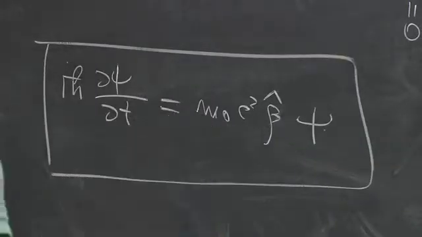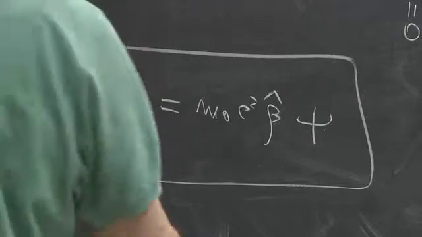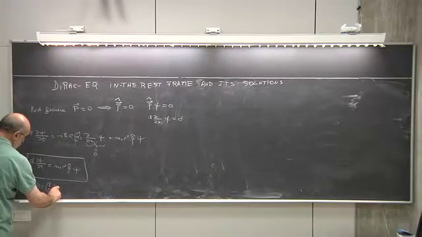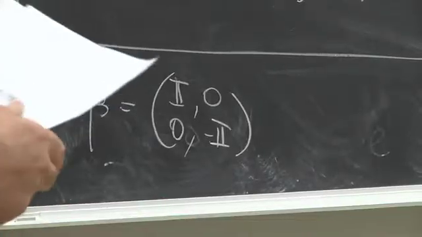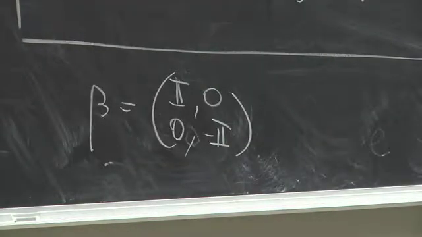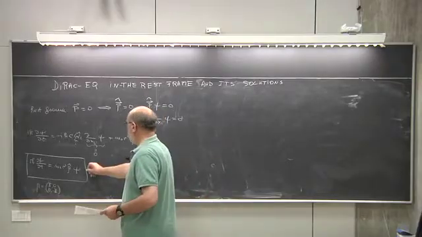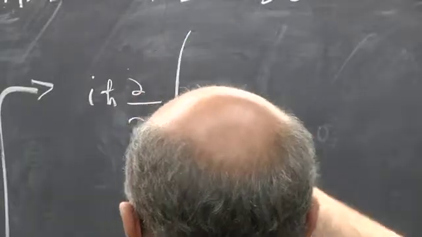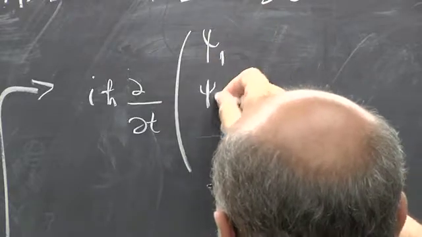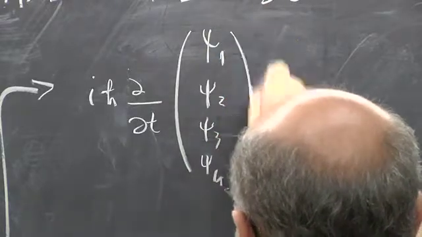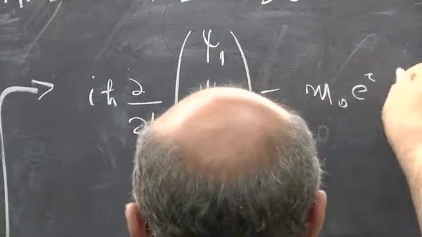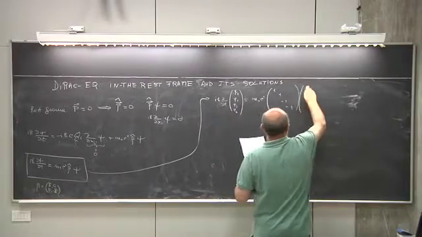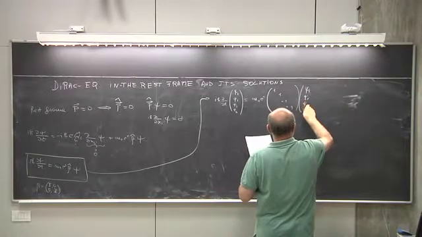Now, do we know the form of the beta? Yes, we know. I don't want to go back again, and the form was this: I, 0, 0, minus I. So this equation with this form, writing all the components, is iħ d/dt of the four components ψ1, ψ2, ψ3, ψ4 equal m0 c squared times beta, and beta is 1, 1, minus 1, minus 1, times ψ1, ψ2, ψ3, ψ4.